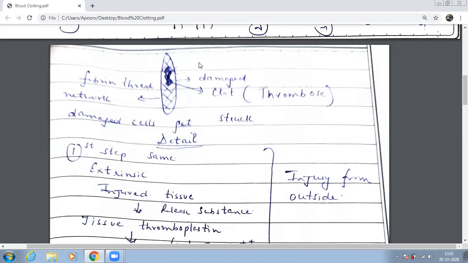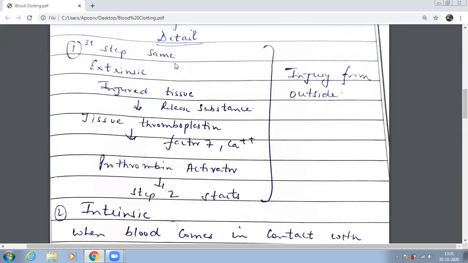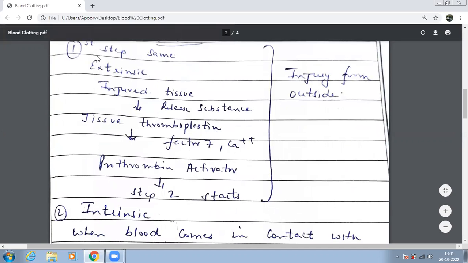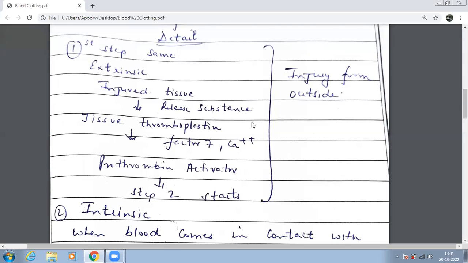Now, here we come to the details. The first step remains the same. What is going to be produced is prothrombin activator. If it is extrinsic, it means injury from outside. If there's an injury from outside and your tissue is getting injured, then this tissue will release a substance. What's the name of the substance? Tissue thromboplastin. Which two factors will be needed?